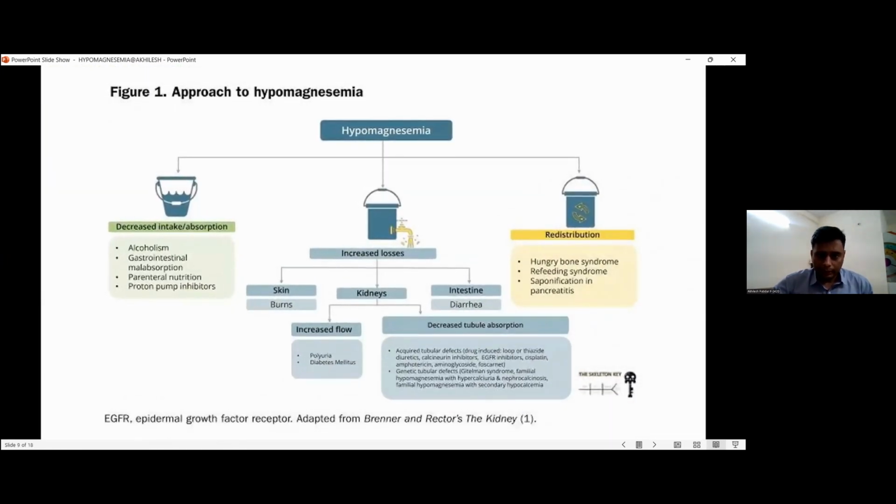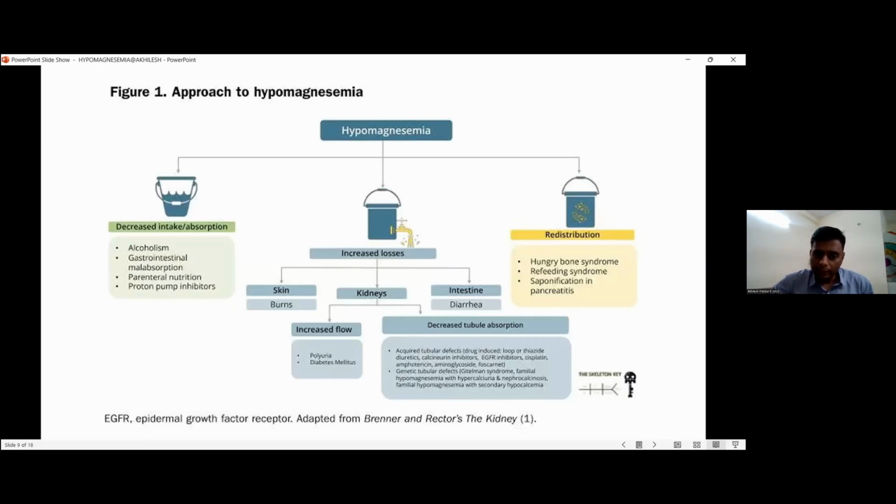So these are the various causes of hypomagnesemia: either decreased intake or absorption, increased losses, or redistribution. In decreased intake or absorption, we can say alcohol, GI malabsorption, GI drainage, parenteral nutrition, or proton pump inhibitors. These cause decreased absorption of magnesium, and hypomagnesemia will occur.